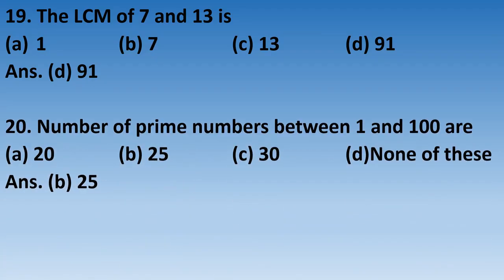20th, number of prime numbers between 1 and 100 are. How many prime numbers are there between 1 and 100? Answer is 25. There are 25 prime numbers between 1 and 100.